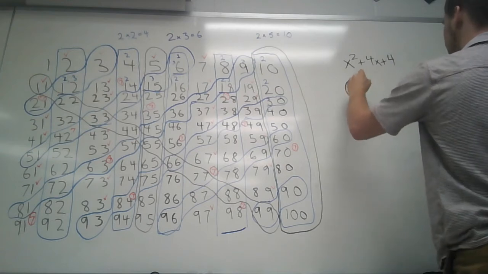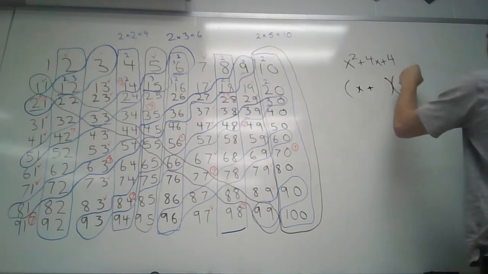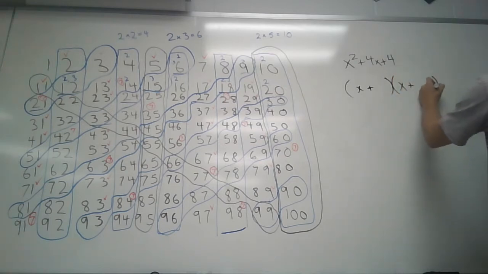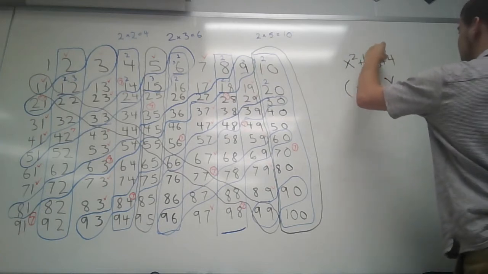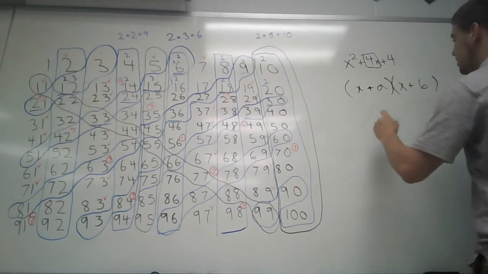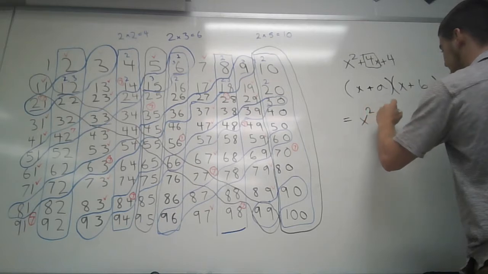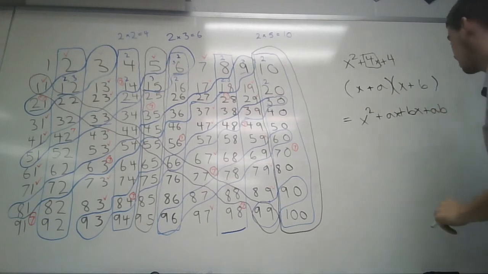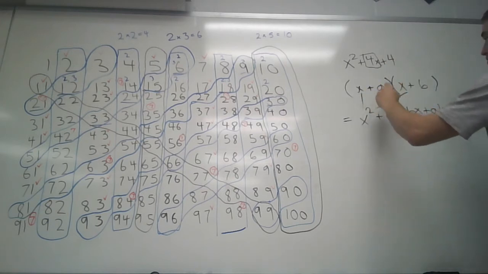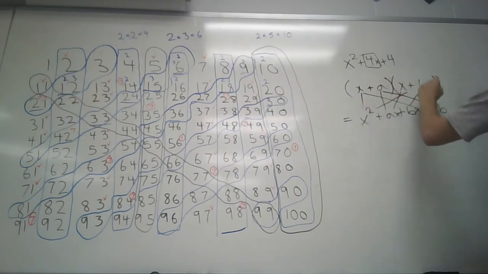So since it's an x squared term, we're going to have an x plus something times x plus something, even if one or both of those somethings is negative. So because we have a 4x, let's say we've got x plus a and x plus b. If we distribute that out, then we get x squared plus ax plus bx plus ab. Because we get that from here, we get this from here, we get this from here, and that from there, whenever we multiply that out with the distributive property.